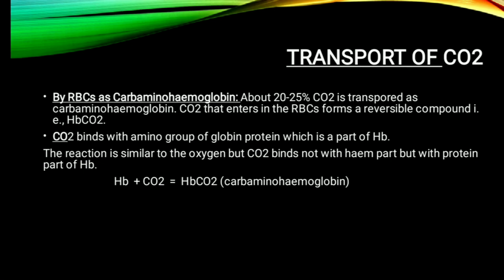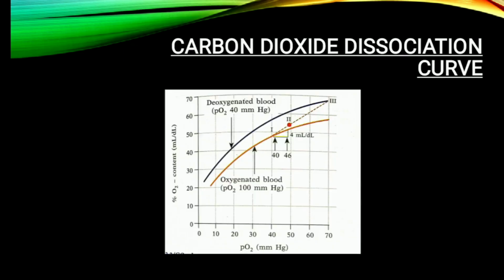Carbon dioxide that enters the RBC forms a reversible compound, that is HbCO2. This CO2 binds with the amino group of the globin part, which is a part of hemoglobin. The reaction is similar to oxygen, but carbon dioxide binds not with the heme part but with the protein part of hemoglobin. Right? Is it clear? This is the carbon dioxide dissociation curve, same as the oxygen dissociation curve.